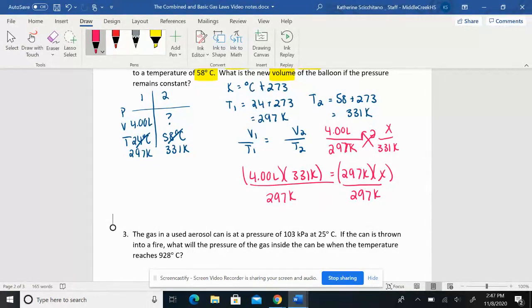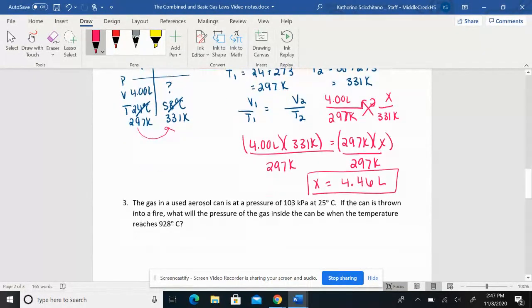So I'm going to do 4 times 331 divided by 297. So I end up with X equaling 4.46. And my original volume was in liters, so this one is going to be in liters as well. Notice that our temperature increased, so our volume increased as well.